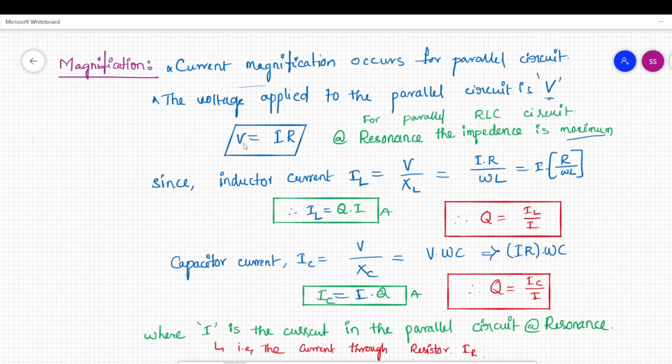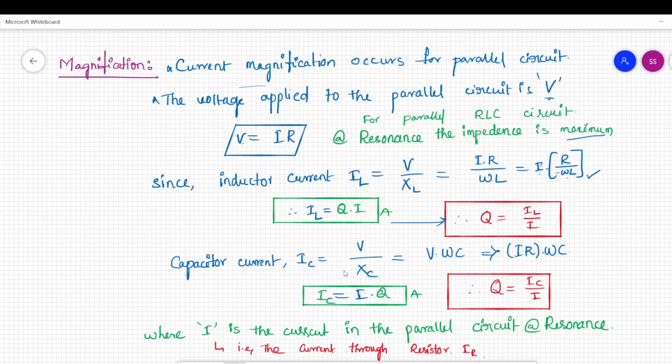That will be voltage applied V equal to I into R. Since inductor current IL is V by XL, so V is I into R by XL, where XL is omega L. So this can be modified as I into R by omega L, where R by omega L is nothing but the quality factor for inductor. So I can replace IL equal to Q into I, where Q is the quality factor. You can obtain Q equal to IL by I from here.